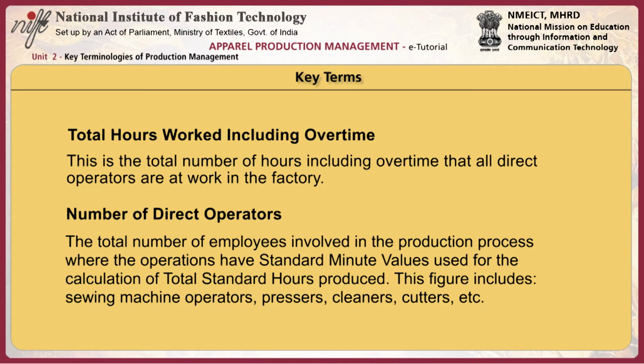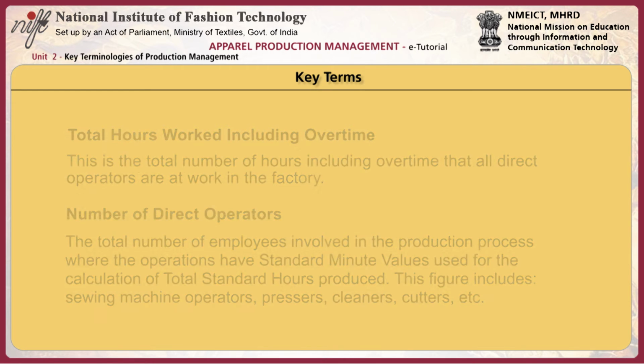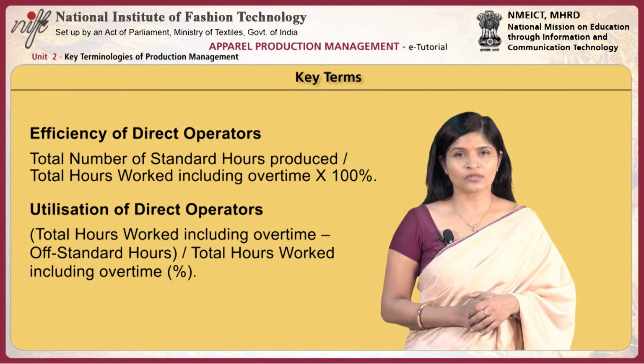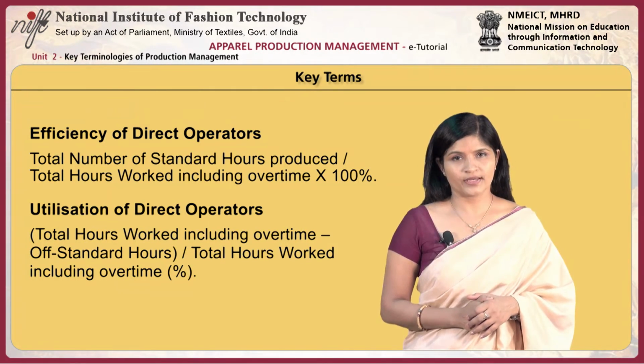Number of direct operators: total number of employees used in the production process where the operations have a standard minutes value, used for the calculation of total standard hours produced. Efficiency of direct operators: total number of standard hours produced divided by total hours worked, including overtime, in percentage.